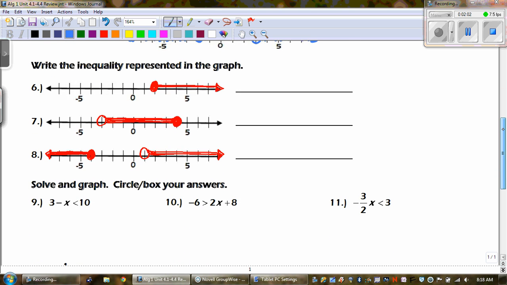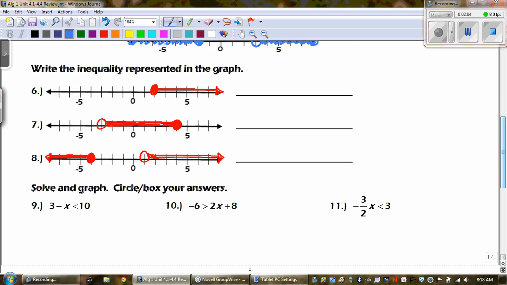All right. For the next part, we need to write the inequality ourselves. So if you want to pause the video and try this yourself first, feel free to do that. Okay, but for each one of these, when we're writing the inequality, we're going to start with x. It's greater than, it's closed, and that's at 2.